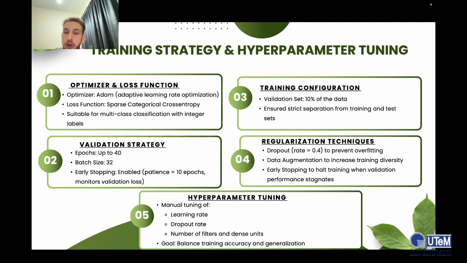The regularization techniques. The first one is a dropout rate of 0.4 to prevent overfitting, and data augmentation to increase the training data variety, and early stopping to halt training when the validation shows no improvement, so we can stop early because there's no improvement in performance. And the hyperparameter tuning: manual tuning of the learning rate, dropout rate, and the number of filters we use in our project, with the goal of balancing training accuracy and generalization.